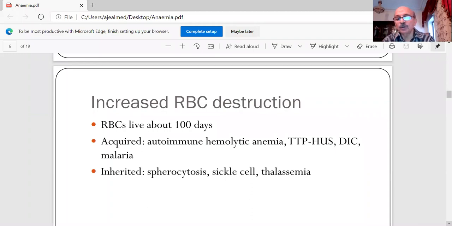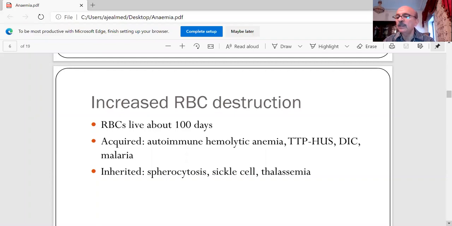RBC destruction, red blood cells destruction. I said earlier that the red blood cell lives for about 100 to 120 days, okay? But a condition called hemolytic anemia can cause a rapid destruction of the red blood corpuscles.